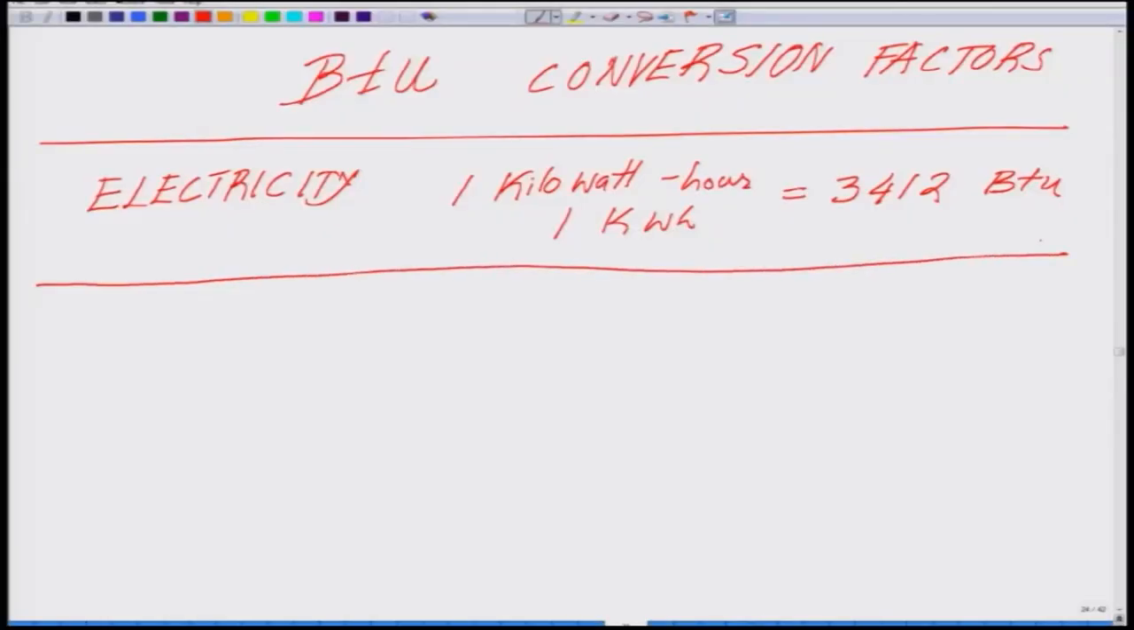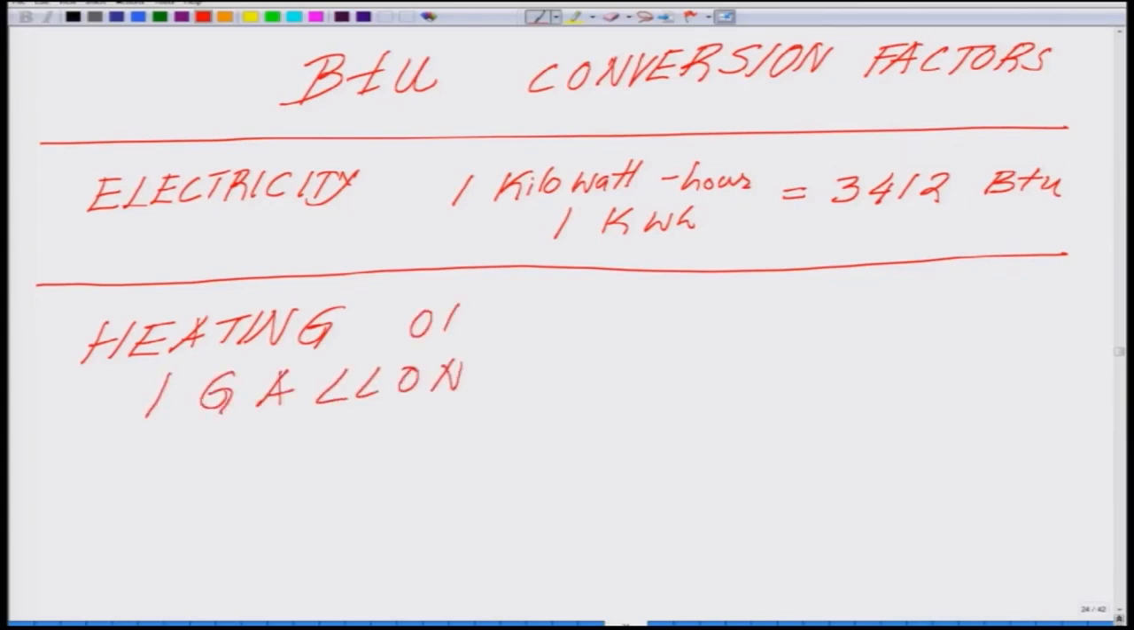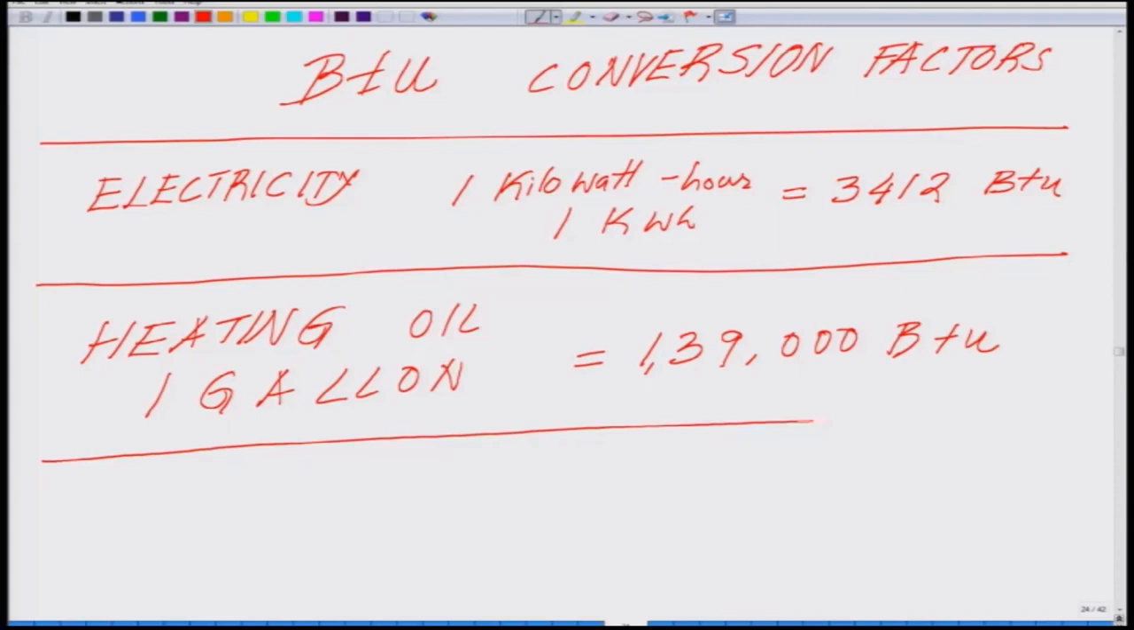So, let us move on to the next conversion. After we have done this first conversion, let us talk about heating oil, okay? Because we heat oil for several purposes, in the cars, in the aeroplane and wherever. Okay? Say 1 gallon of heating oil is equal to 139,000 BTU. So, this is where the oil energy is converted into British thermal unit.